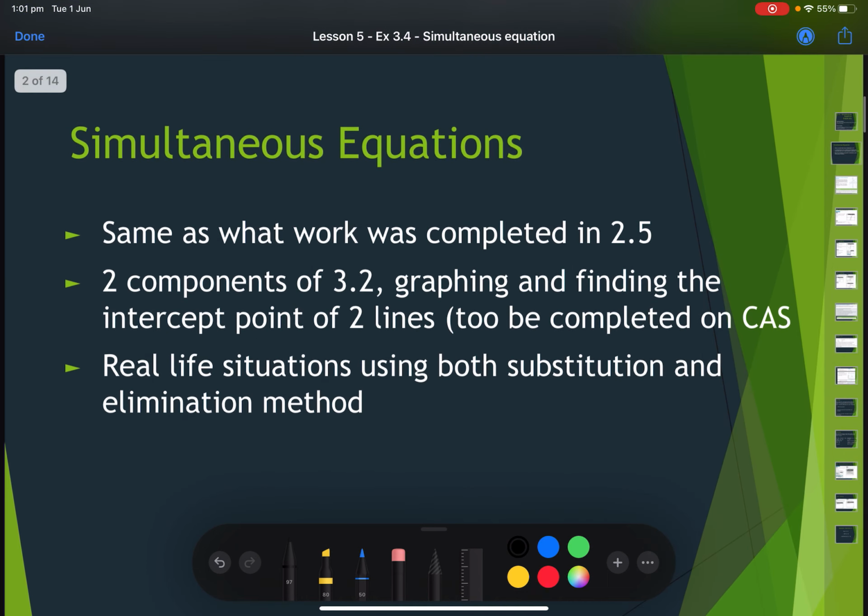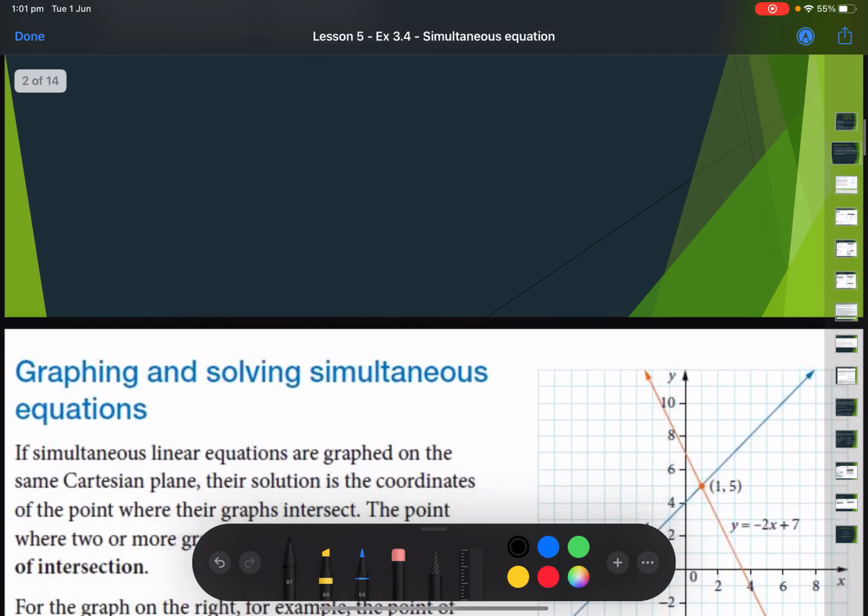In terms of simultaneous equations, a lot of the work that we'll be doing was done in 2.5, chapter 2, where we're looking at graphing and finding the intercept. So that x and y coordinate that we calculate is actually the intercept point of these two graphs, and looking at how these apply to real life situations.